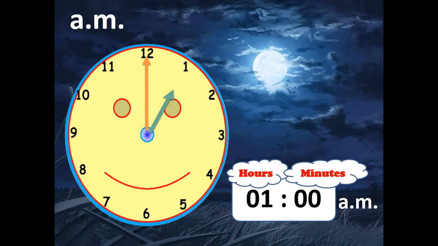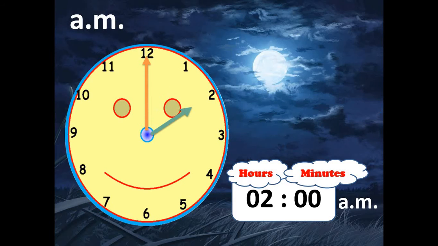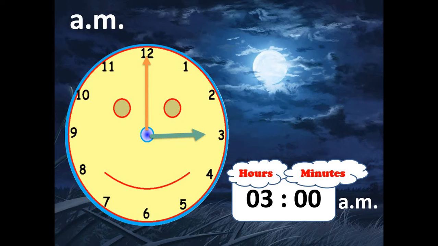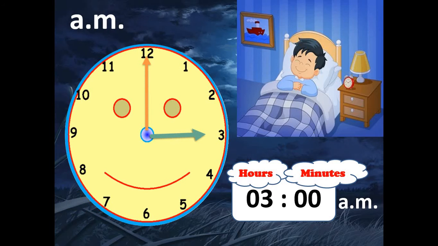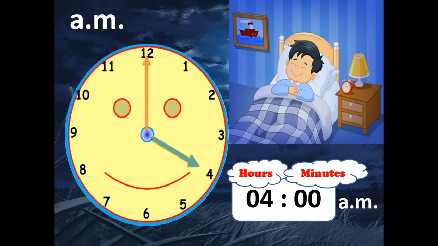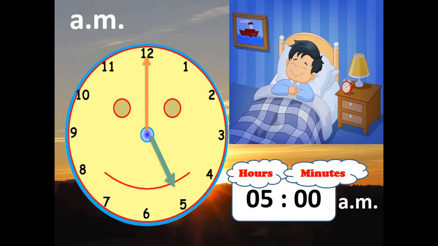Okay, what about 1 o'clock a.m.? You are still sleeping. And when you are at 2 o'clock a.m. in the night, you are still sleeping at this time. And at 3 o'clock a.m., you are still in a deep sleep. What about 4 a.m.? Still sleeping. What about 5 a.m. and now it's sunrise? But at this time, you are still sleeping.